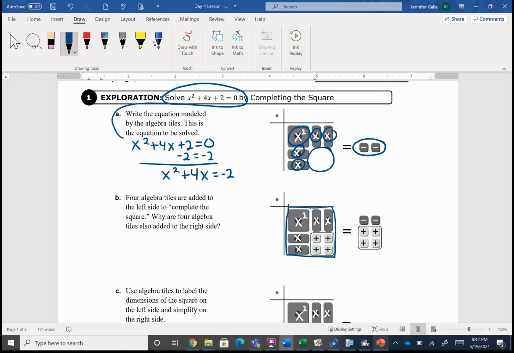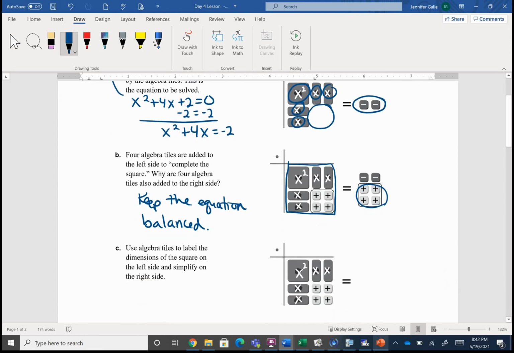So if 4 algebra tiles are added to the left side to complete the square, why are 4 algebra tiles also added to the right side? Well, remember, when we're solving equations, we have to make sure that we keep the equation balanced. So whatever we do to one side, we have to do the other. So why are they added to the right side? We have to keep the equation balanced. So whatever I do to one side, I'm going to do to the other side. We're going to keep our equation balanced.